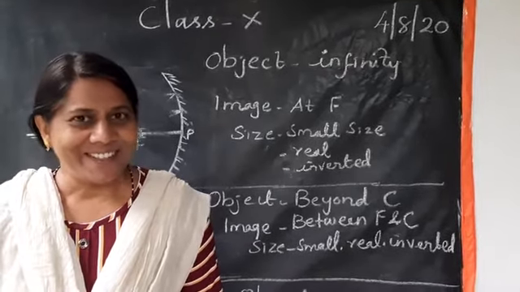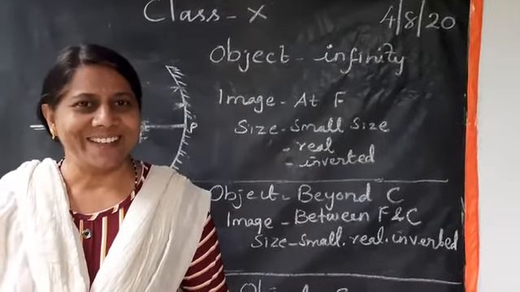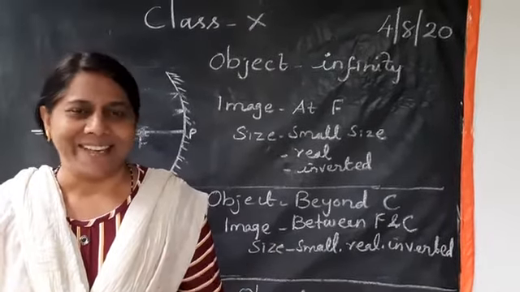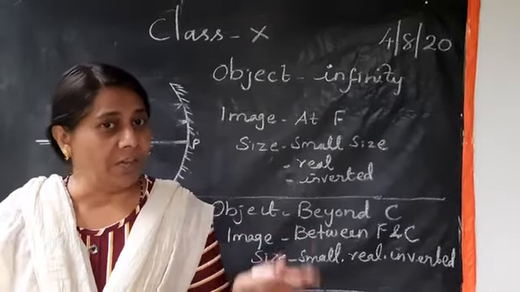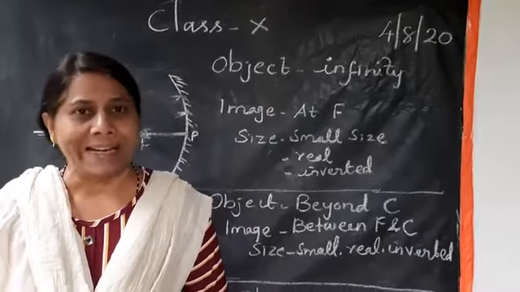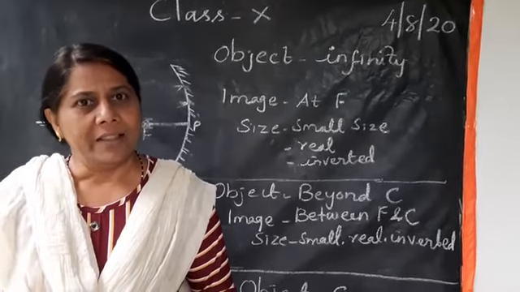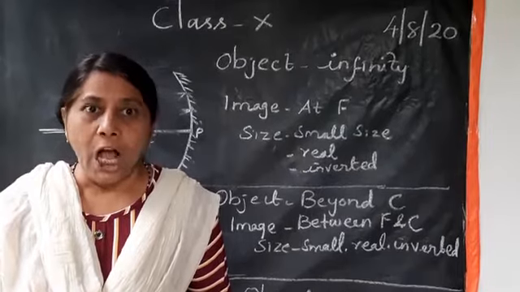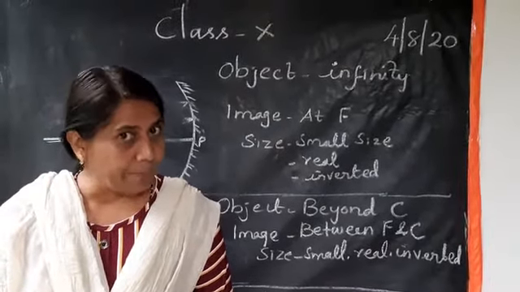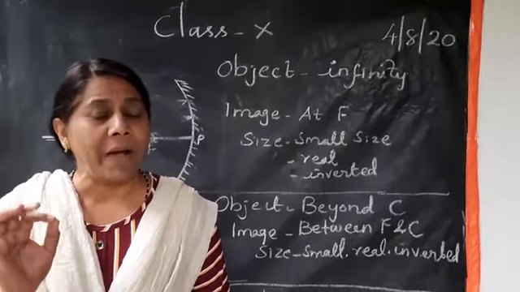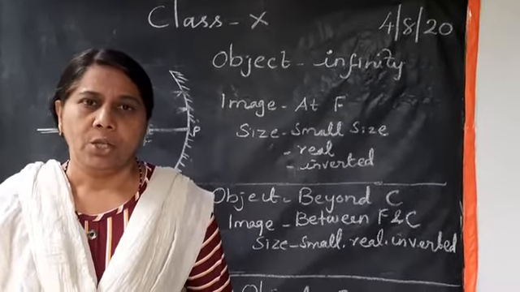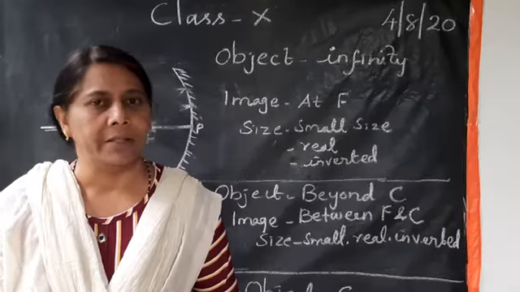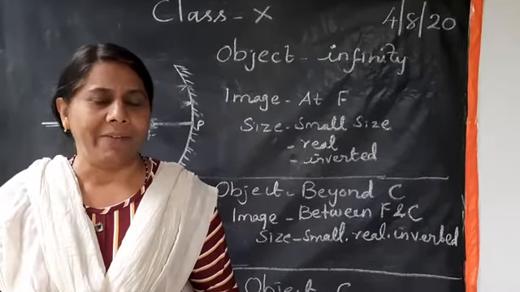Dear students, so far we are discussing the topic reflection from the lesson light. In the previous class you have learned representation of rays. Today we are going to discuss how images are formed in a concave mirror with the help of a ray diagram. You have learned 4 conditions to represent a ray. Hope you know it very well.